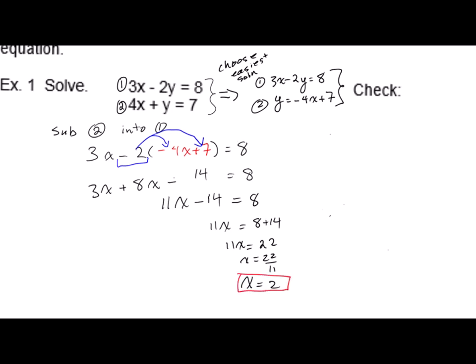Now, we need to find the y value. So we're going to go back to our second set of equations, and then what we're going to do is we're going to let y equal the original equation, but we're going to sub x equals 2 into that equation that we rearranged. So I'll just punch it in. Negative 4 times 2 plus 7. We get our final answer of negative 8 plus 7, which gives us y equaling -1.